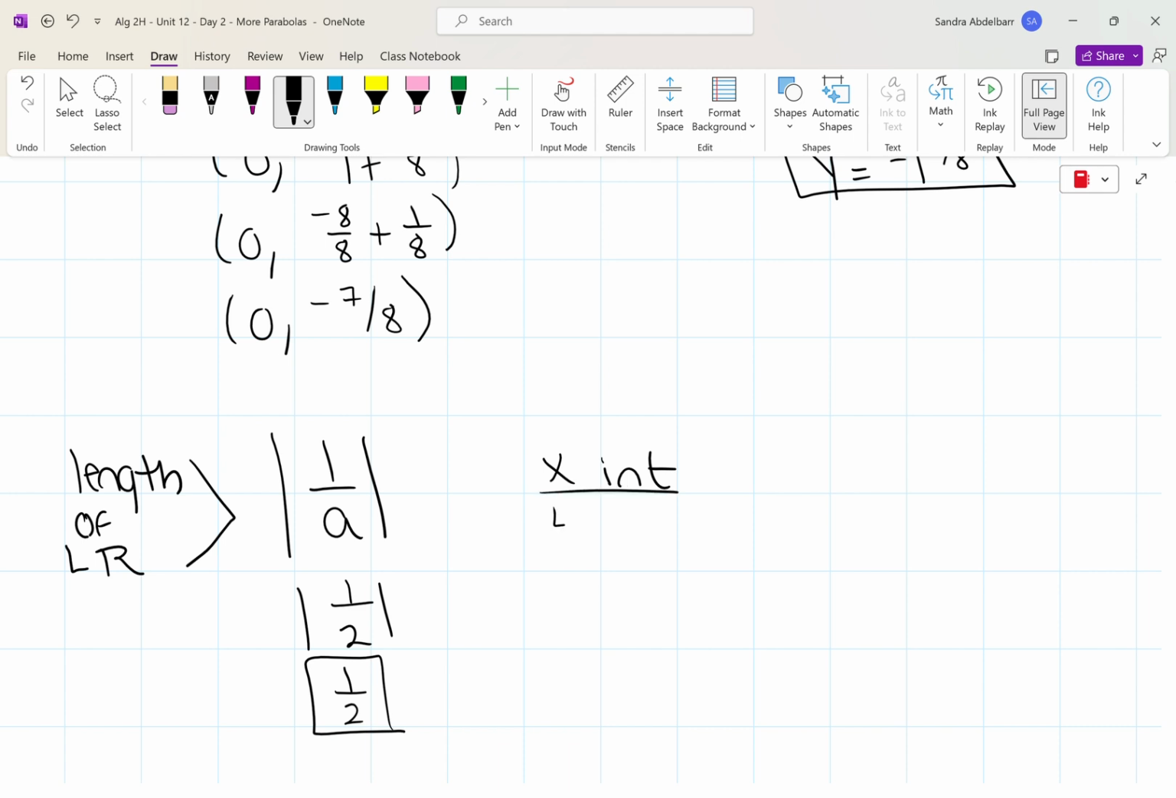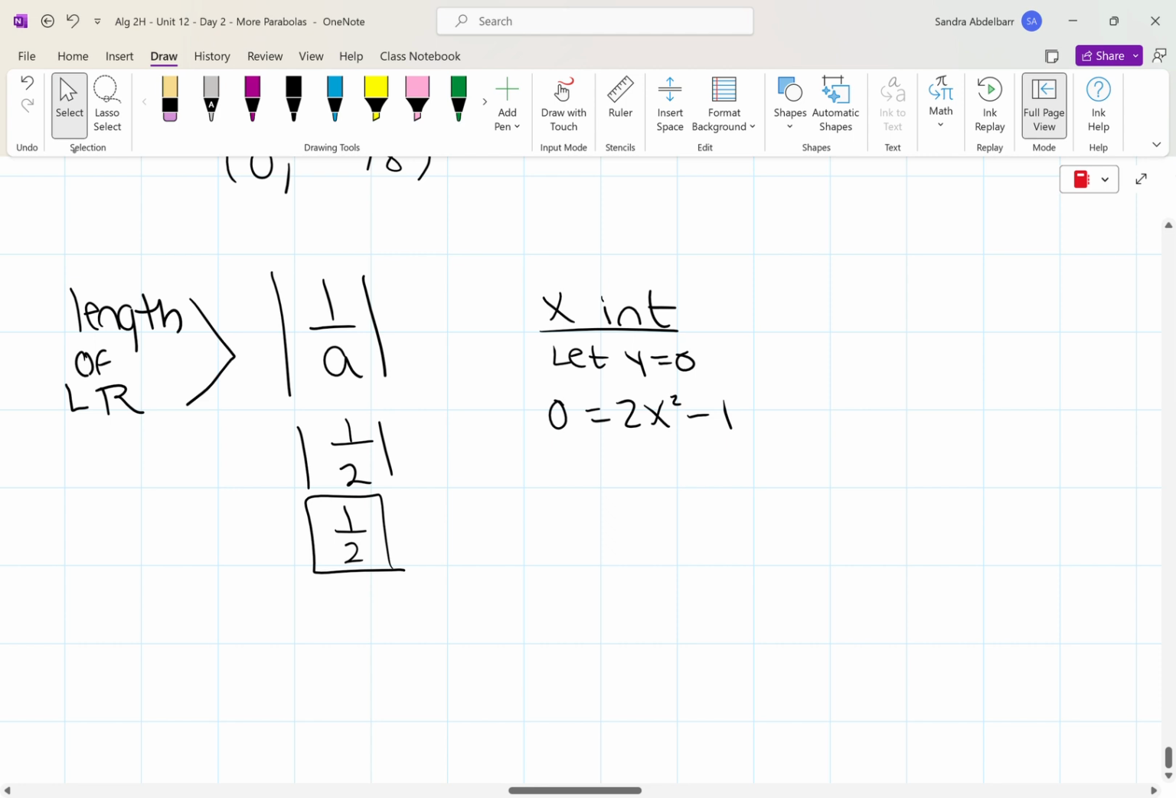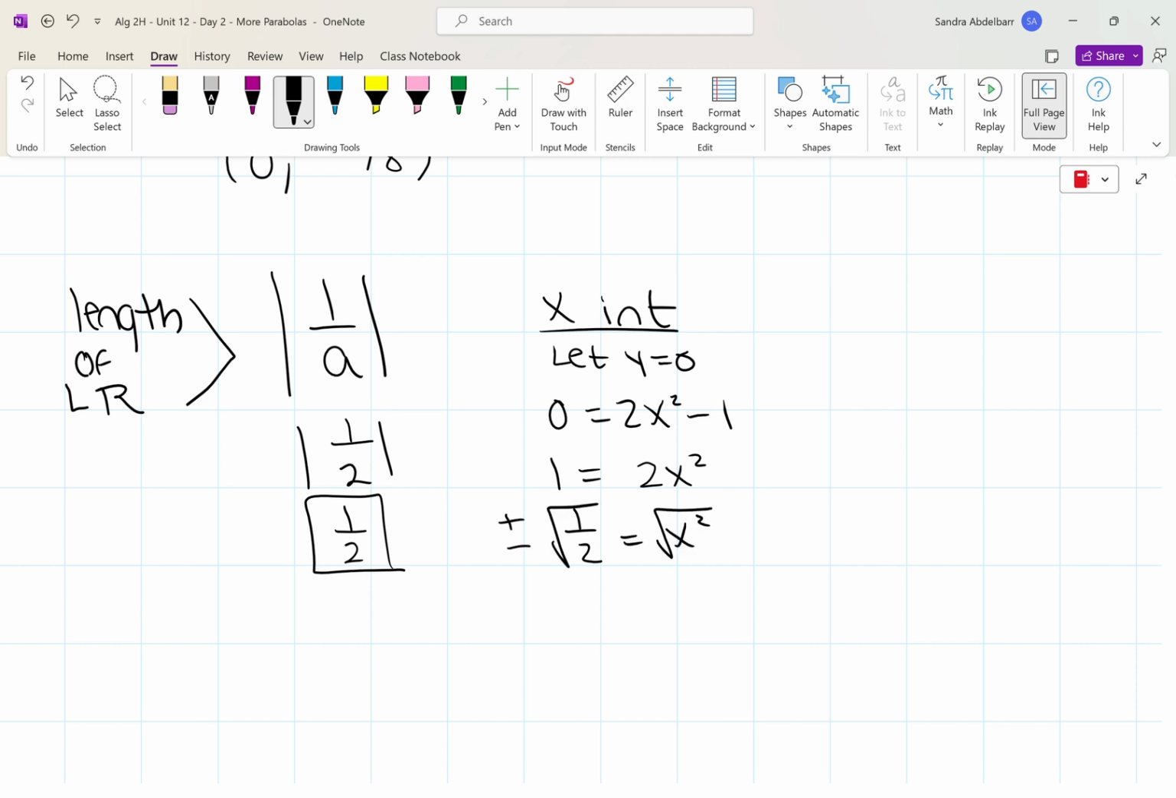I'm going to find my intercepts. So the x-intercept, remember we let y equal 0. So where 0 equals 2x squared minus 1. So 1 equals 2x squared. A half equals x squared. Square root both sides. We are going to have x is equal to plus or minus 1 over the square root of 2. Can I leave it like this? No. So what are we going to do? We're going to rationalize it.